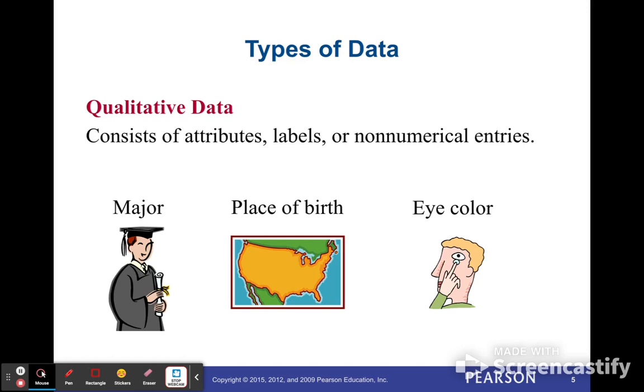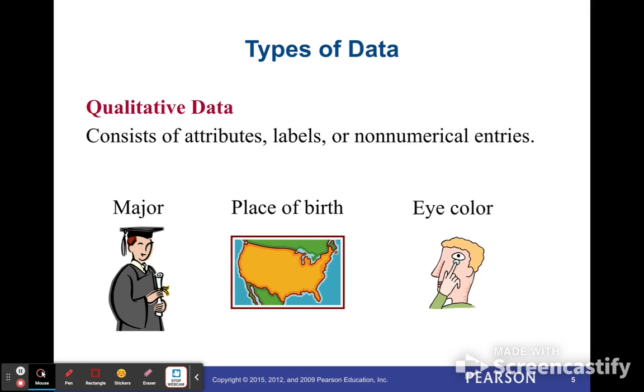Another one would be place of birth. Where were you born? You're born in California. Were you born in Arleta? Place of birth gives back a label or attribute. Another one is eye color. Again, it's attributes. Notice it's all non-numerical entries. It doesn't give you a number; it gives you an assignment or a label. That's what we mean by qualitative data.